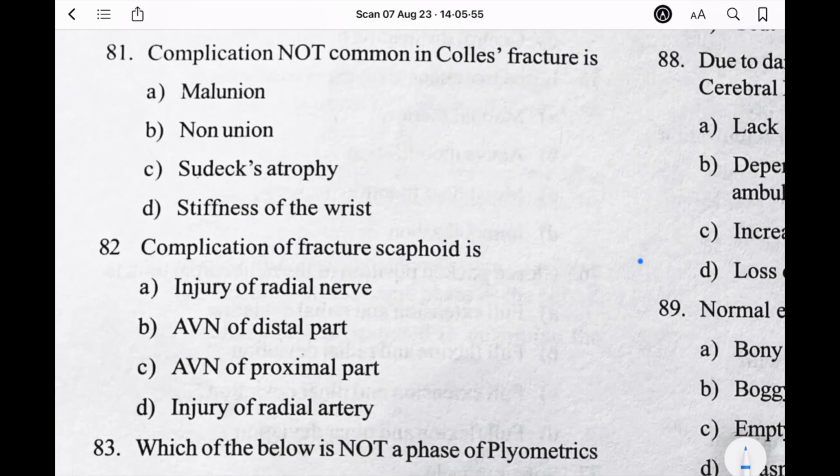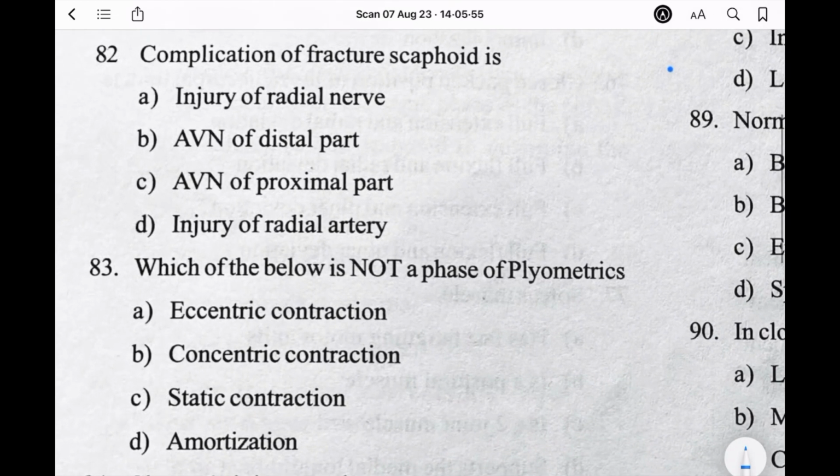Question number 81. Complication not common in Colles fracture is. Options are malunion, non-union, Sudeck's atrophy, and stiffness of the wrist. So correct answer is non-union, because rest of the options are common but not non-union, because it will definitely unite.